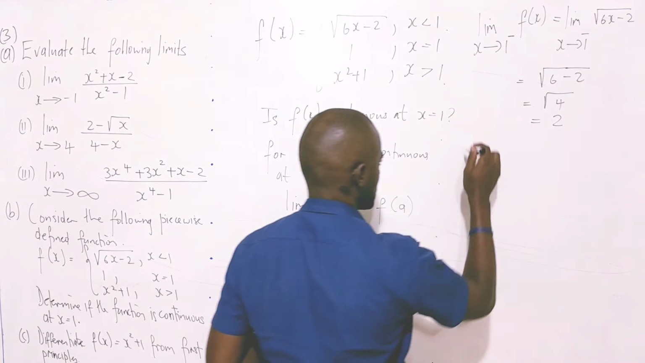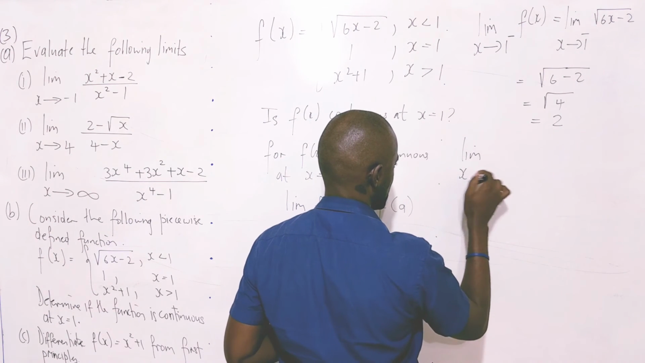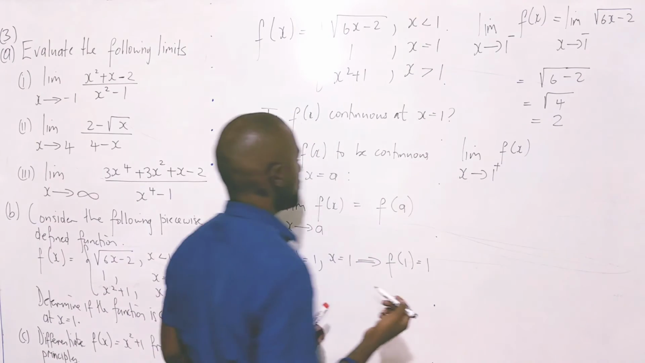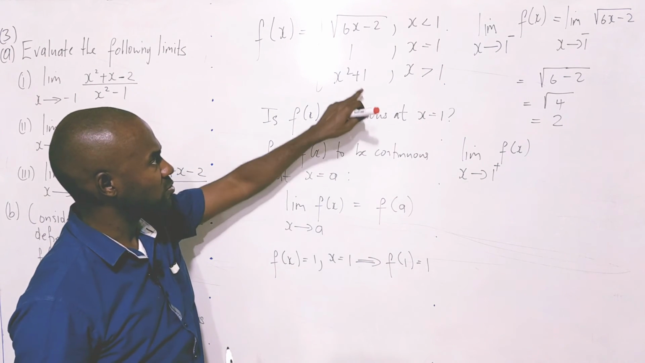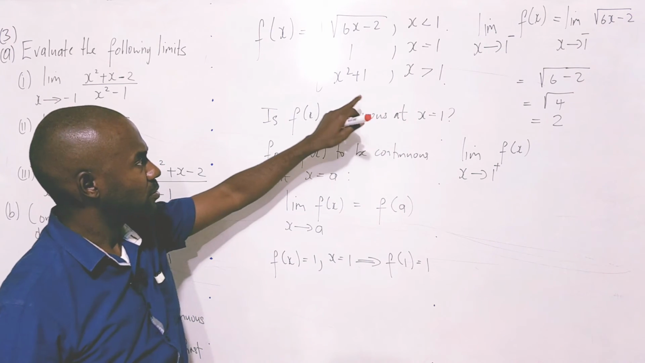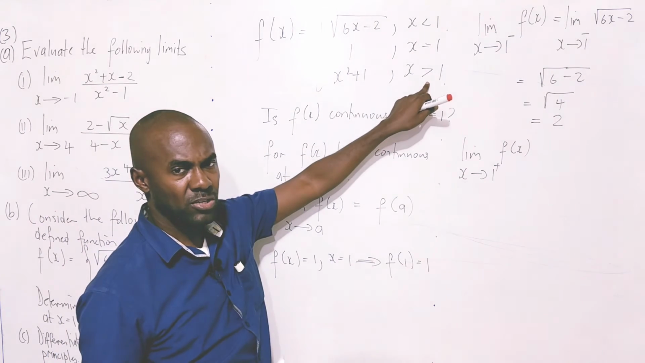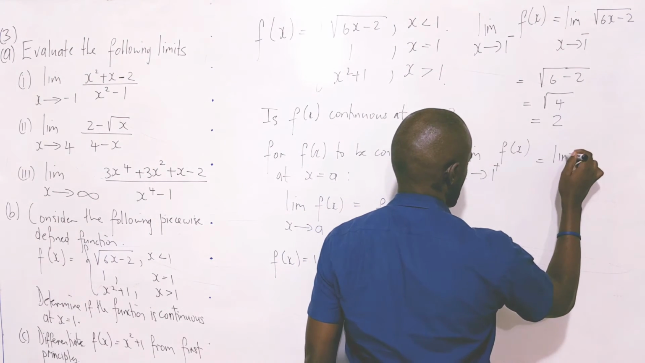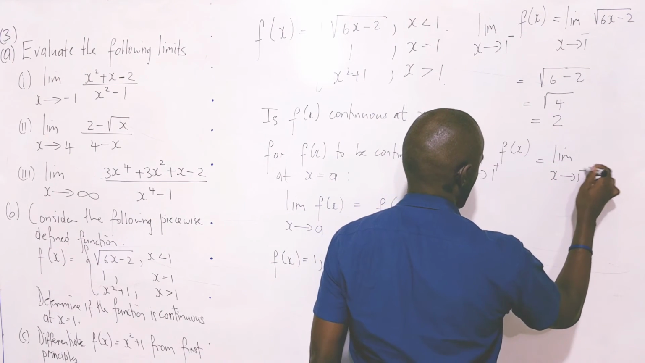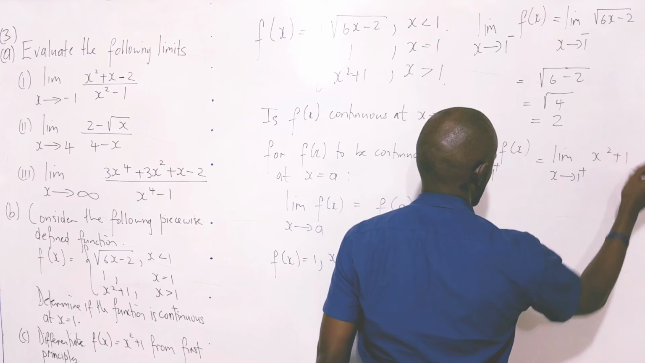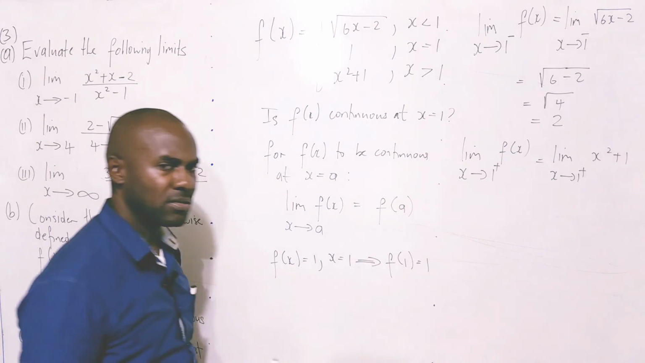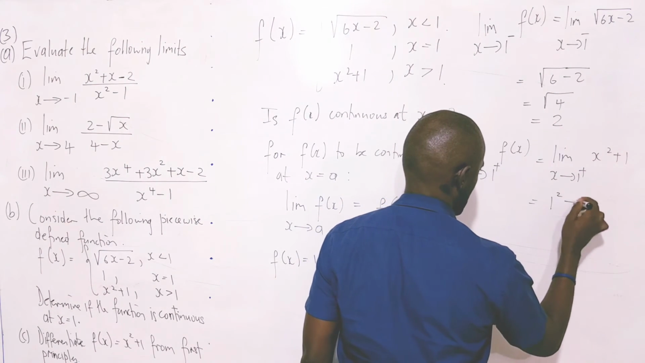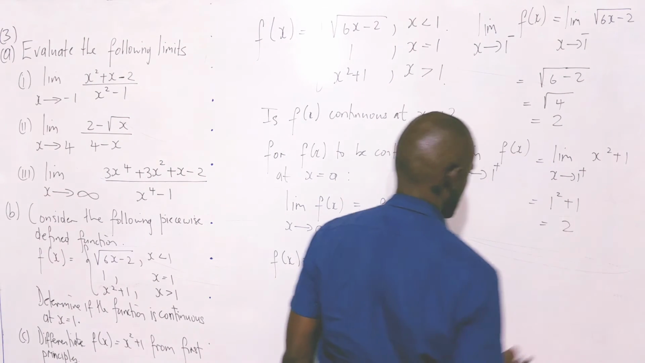So the right-hand limit is when we approach 1 from the right of f of x. Approaching 1 from the right, the rule for the function is x squared plus 1, because this is governed by values of x which are greater than 1. So this gives us the limit as x approaches 1 from the right of x squared plus 1, which of course you can compute by direct substitution. And this gives us 1 squared plus 1, which is equal to 2.